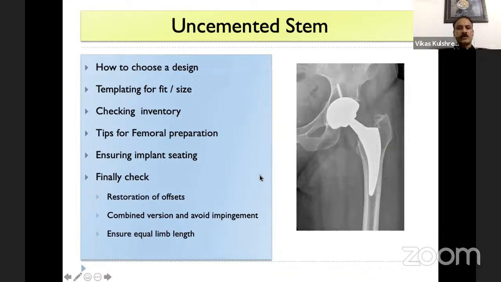So just talking about the uncemented stems, we will in our talk go through how to choose a stem. Templating we have already discussed, how to check and ensure you have the inventory, the small tips of preparing the femur, ensuring a proper seating of the implant, and finally checking the alignment and limb length.